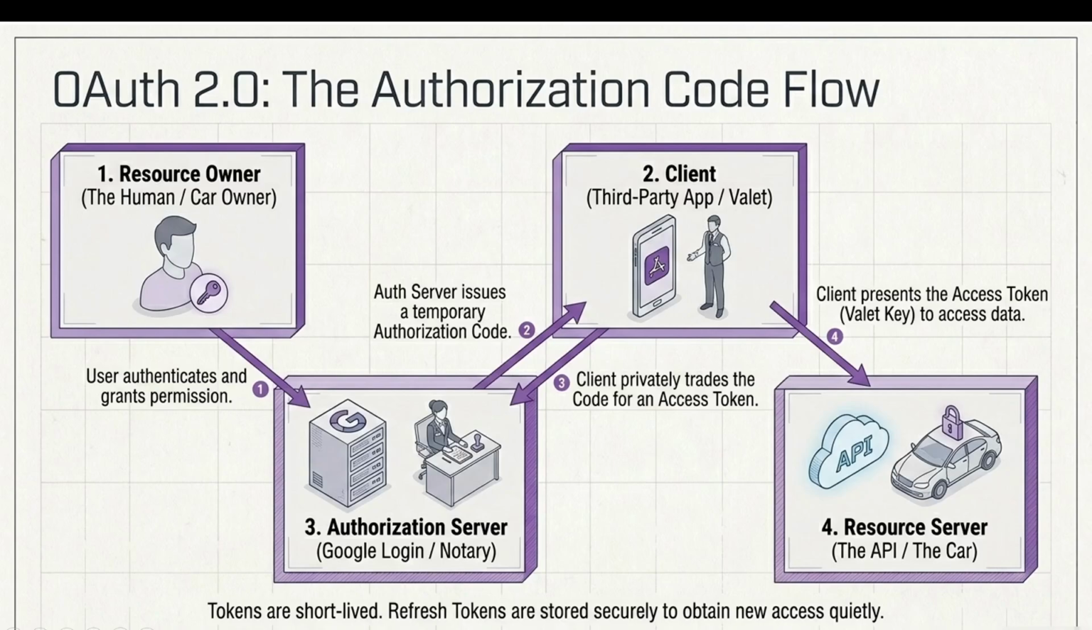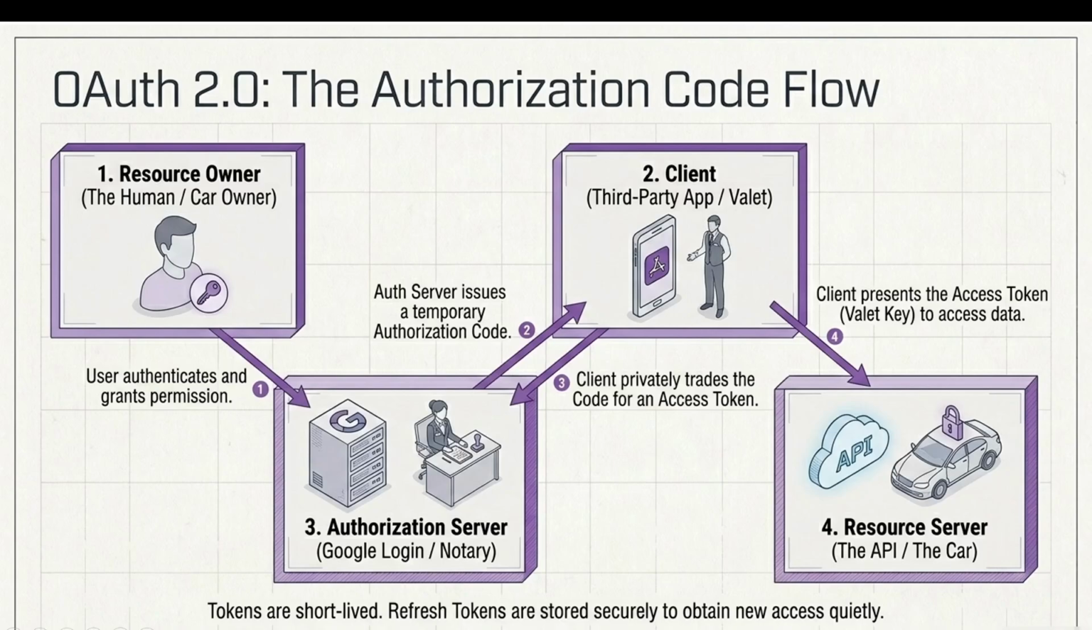OAuth 2.0, the authorization code flow. Here we'll be understanding how the flow of OAuth 2.0 happens. First is the resource owner. The first point: user authenticates and grants permission. As I told you earlier, first of all, the user has to enter the website, so authentication has to be done and permission has to be given.